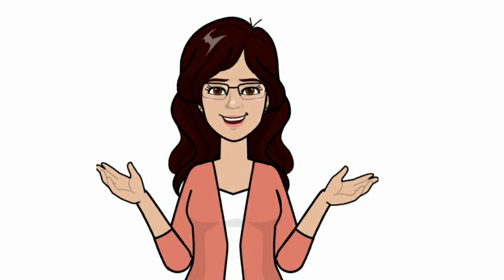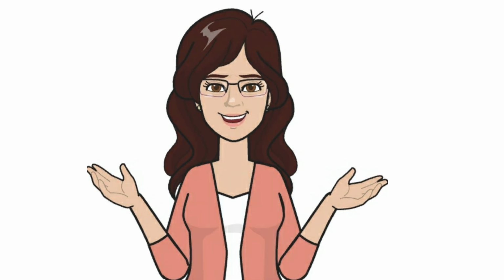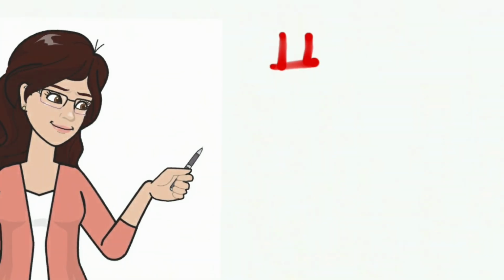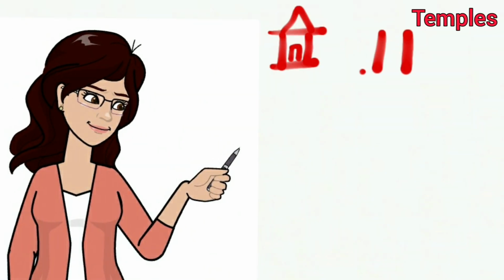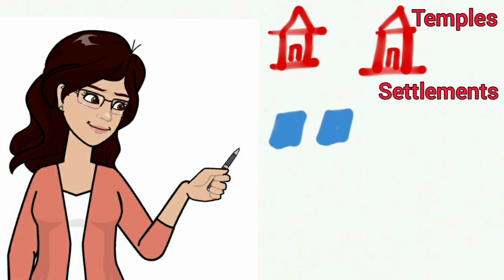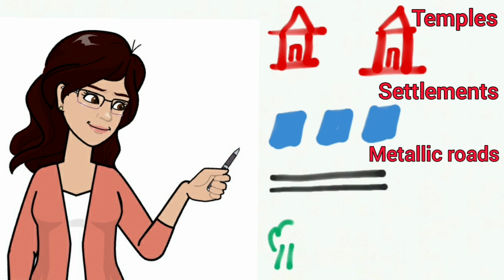Let us have a look at some of the conventional signs and symbols which are very common in use. This sign stands for temples. This one is used for settlements. To show metallic roads, we use this sign. And this is for trees.